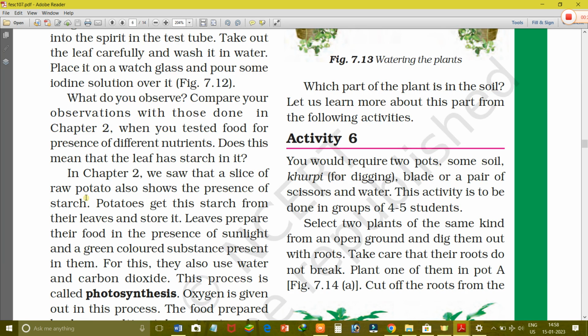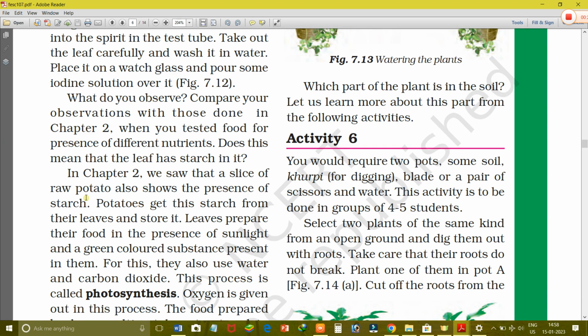This activity is to be done in groups of 4 to 5 students. Select 2 plants of the same kind from an open ground and dig them out with roots. Take care that their roots do not break.